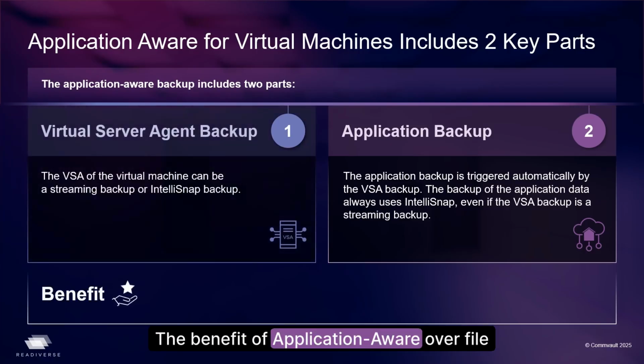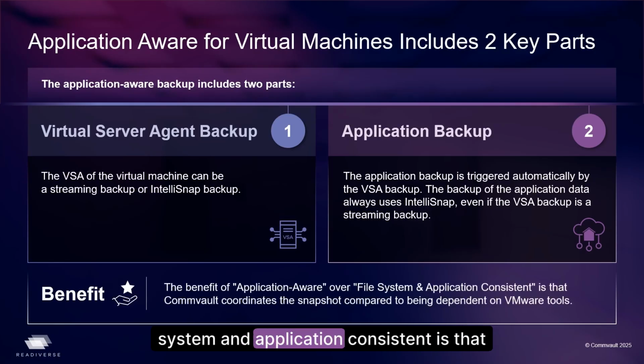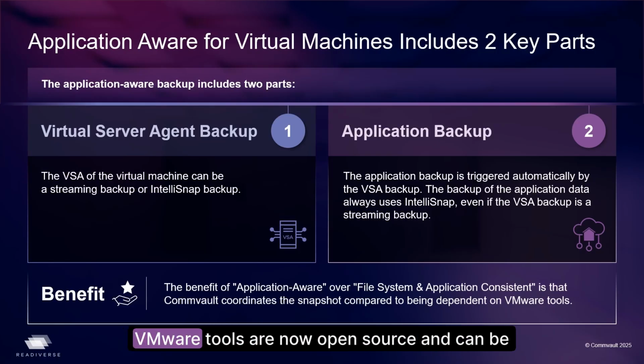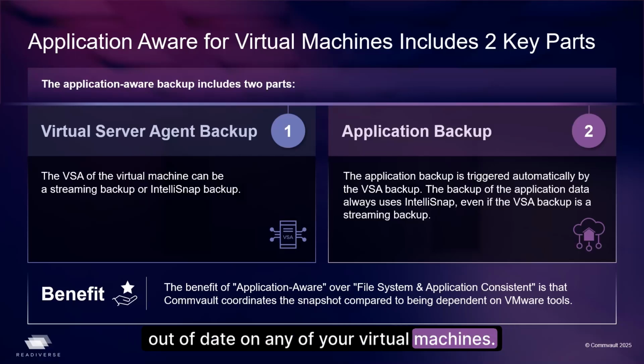The benefit of application-aware over file system and application consistent is that Commvault coordinates the snapshot, compared to being dependent on VMware Tools. VMware Tools are now open source and can be out of date on any of your virtual machines.